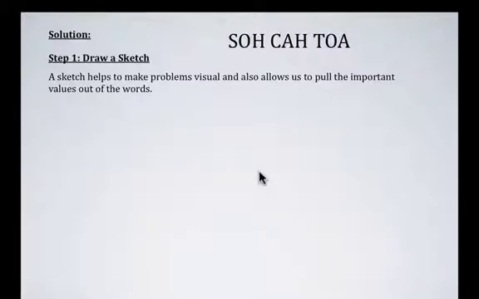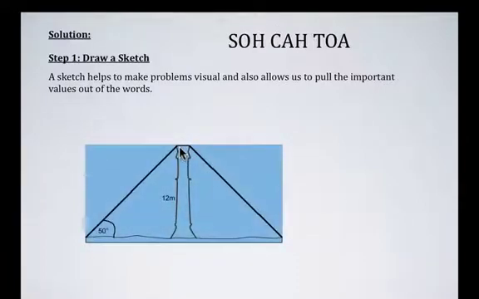So the first thing that's going to help us is drawing a sketch. And what you should have drawn is something resembling a totem pole with a rope attached to the ground. And we were told that the angle formed is 50 degrees. Now, we were also told the totem pole is 12 meters high.